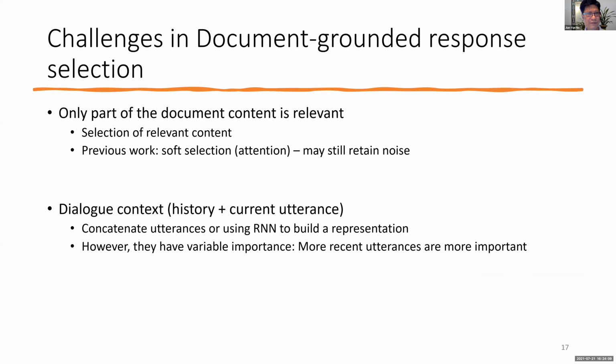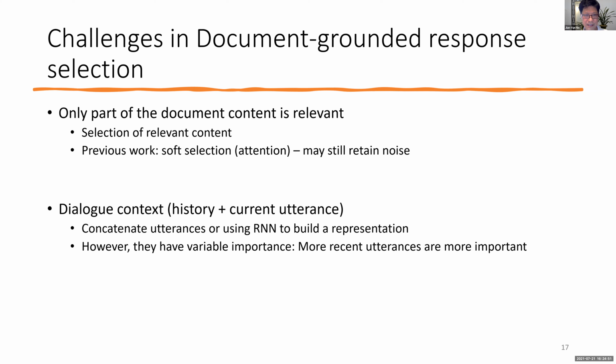Now, what we can observe here is that typically when we rely on a document, that document can be very long. And the document can talk about a lot of different things. And when we want to refer to something in the document, usually we would just want to refer to a small part of the document. So only a small part of the content of a document is relevant to my current dialogue situation. So the selection of relevant content is really important. Otherwise, you will bring a lot of noise, and that will not help in the response selection.